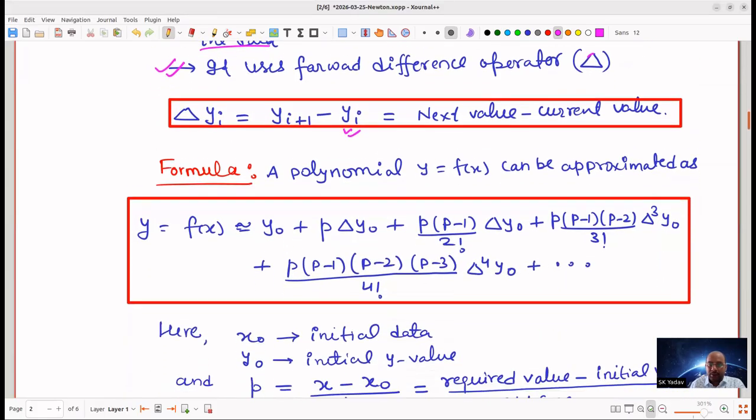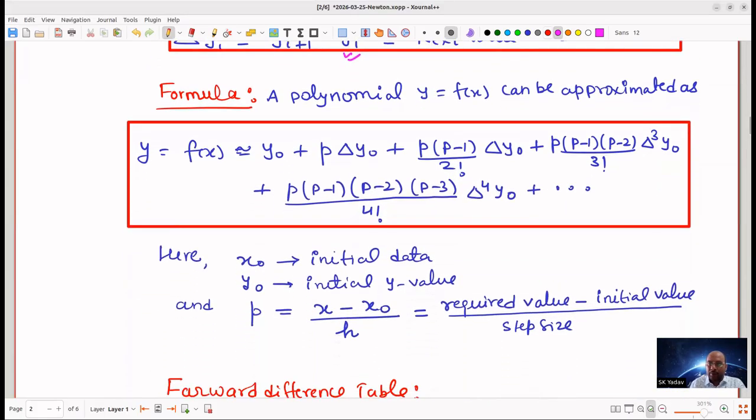So let us see the exact formula. So this is the formula. So we are approximating a polynomial based on the data set. So y equal to f(x) equal to y0, which is the initial y value, plus p delta y0, plus p(p-1)/2! delta squared y0, plus p(p-1)(p-2)/3! delta cubed y0, plus p(p-1)(p-2)(p-3)/4! delta to the 4 y0, plus and so on.